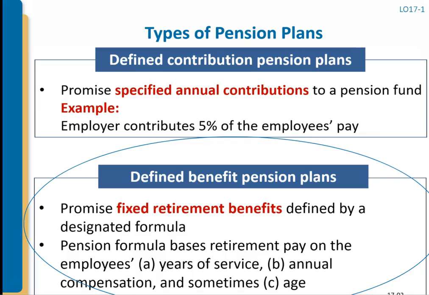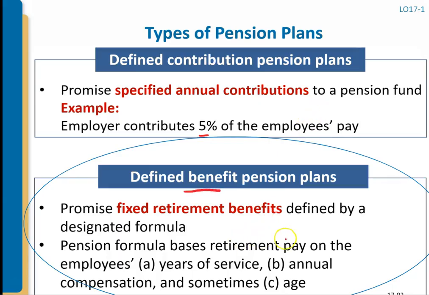The first one is a defined contribution pension plan, which is like a typical 401k, what most of us know it to be. That's when an employer contributes a certain percentage of the employee's pay into a fund. The employee controls how that money is invested, and upon retirement, that employee is not guaranteed a specific payout.